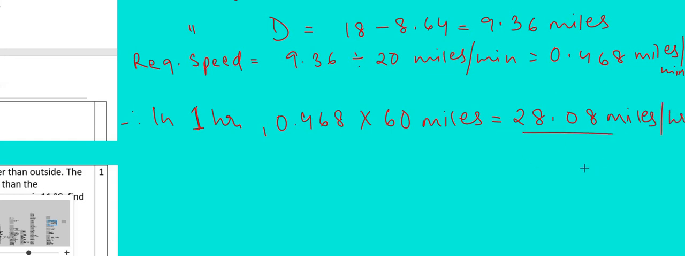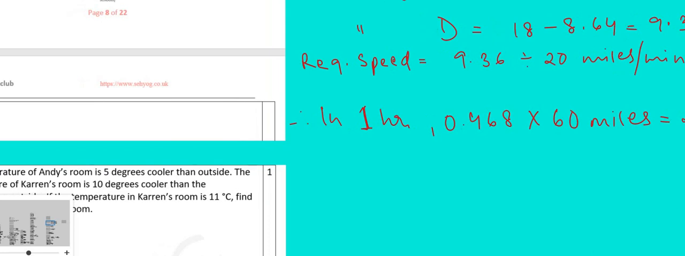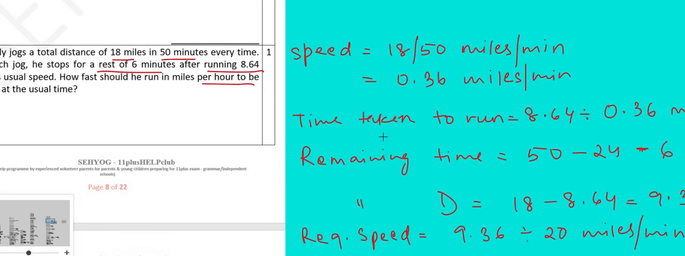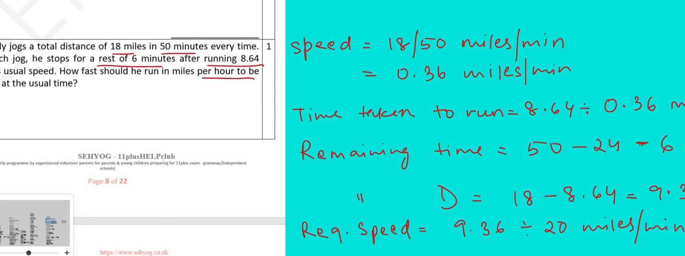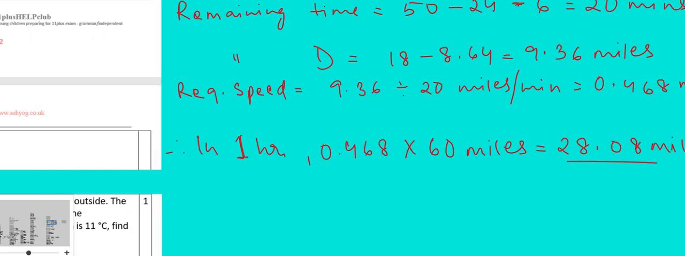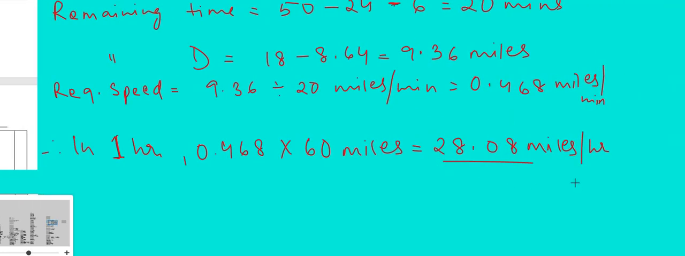This much time he will take to cover up his run, or as mentioned in the question, how fast should he run in miles per hour to be home by the usual time. So this fast he should be running to reach home on the usual time.